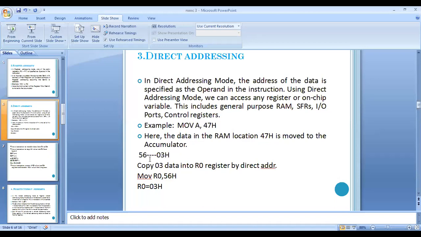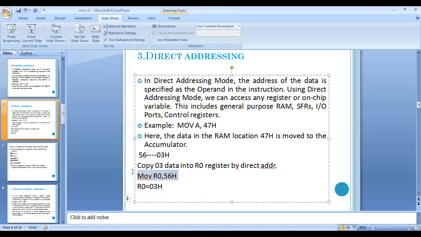Now for example, in yesterday's class we have seen, what if 56 is the location and at this location we have stored the data 03. So we have to copy the 03 data into the R0 register, but in the direct addressing mode, how can we write? Move R0 comma 56. By seeing this instruction, what do you come to know? See, 56 is the location, okay, at this location what is the data? 03. So whatever this 03 value is, it is copied into R0. Means after the execution of this instruction, what is the value of R0? It is 03.